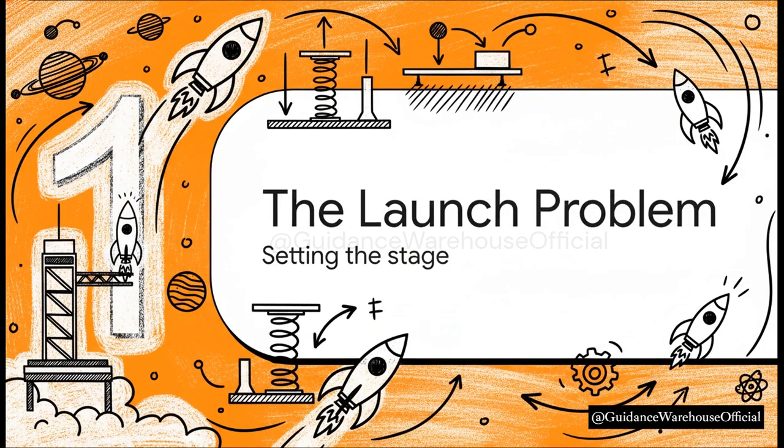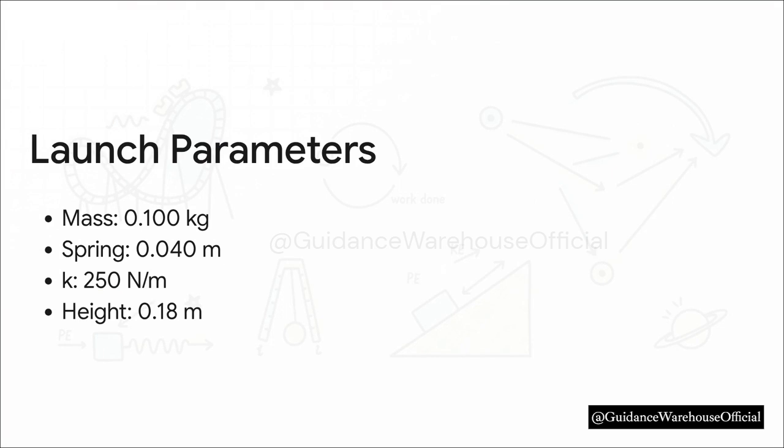Okay, Section 1. The launch problem. Let's officially lay out the specific numbers for our toy car scenario. We've got a 0.100 kilogram toy car propelled by a compressed spring. That spring is compressed by exactly 4 centimeters, or 0.0400 meters. It has a spring force constant, which we call k, of 250.0 newtons per meter, and the track it's on rises exactly 0.180 meters above our starting point. Keep these numbers in your back pocket, because we're definitely going to be plugging them in later.